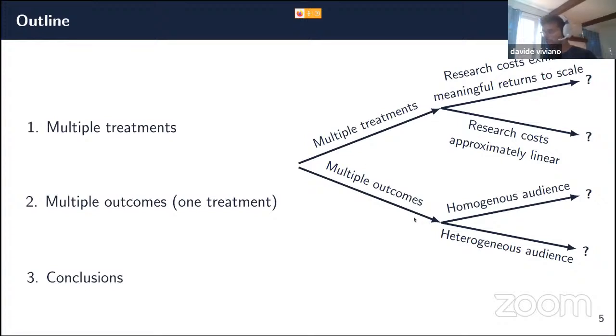Now, in the context of multiple outcomes, we're going to first analyze the context where we have a homogeneous audience, that is a single policymaker. However, we want to communicate the effect on many possible outcomes, on many possible noisy observations. And then the second context is when instead we have a heterogeneous audience.